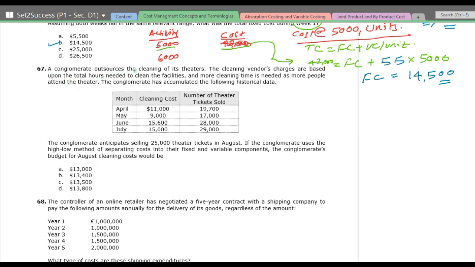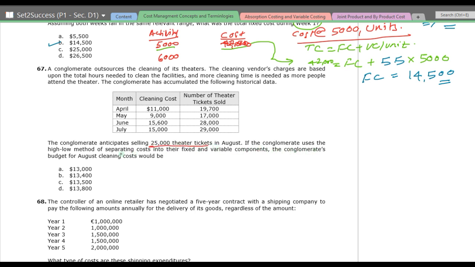A conglomerate outsources the cleaning of its theaters. The cleaning vendor's charges are based on the total hours needed to clean the facilities, and more cleaning time is needed as more people attend the theater. The conglomerate has accumulated the following historical data: month, cleaning cost, and number of theater tickets sold. The conglomerate anticipates selling 25,000 theater tickets, so they are asking for the cost at 25,000 tickets.